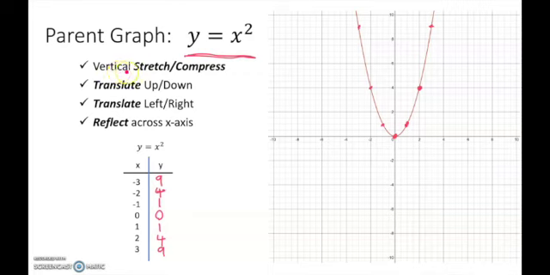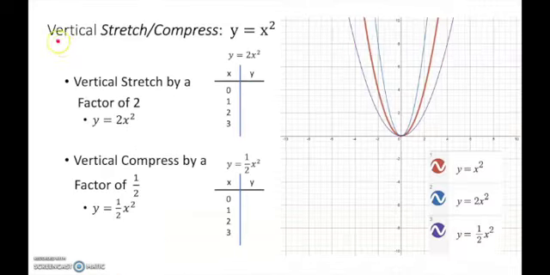We're going to be vertically stretching and compressing this graph, as well as translating it up and down, left and right, as well as reflecting it across the x-axis. First, we're going to be vertically stretching and compressing our parent graph of y is equal to x squared. So first, we'll vertically stretch this graph by a factor of 2. And to do that, we're going to place a 2 right in front of that x squared term.